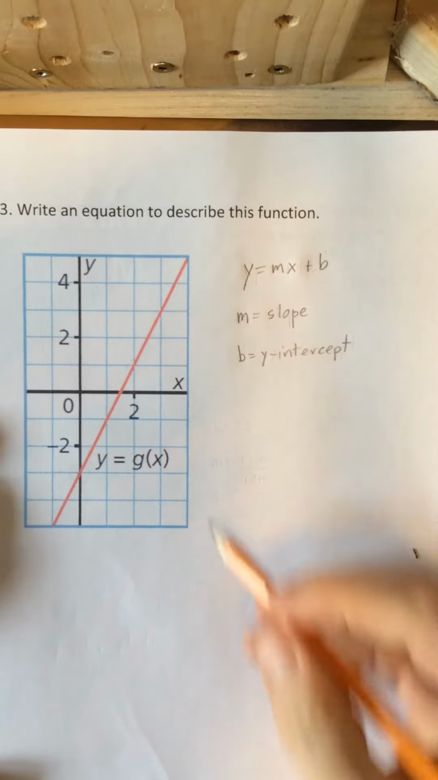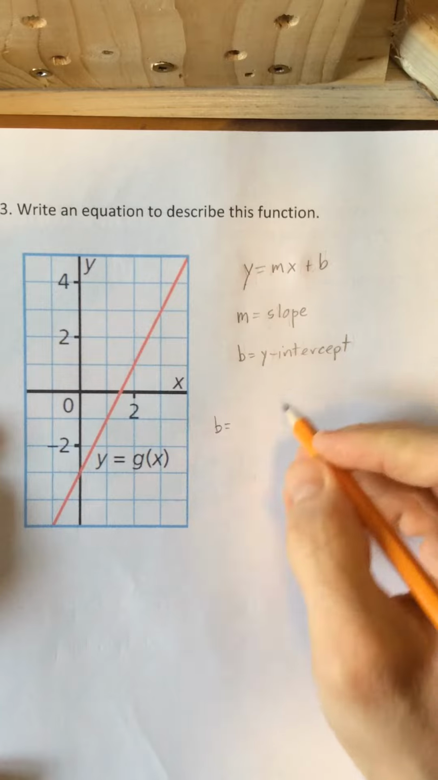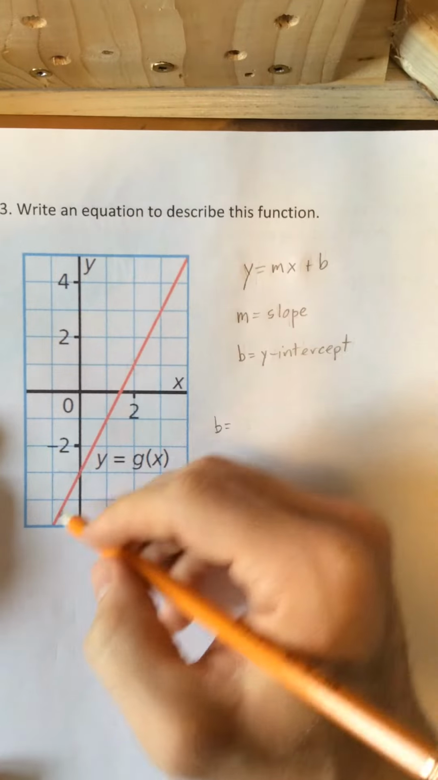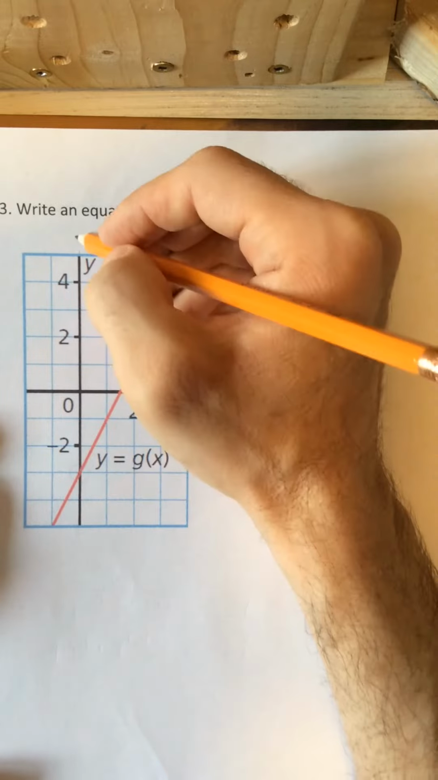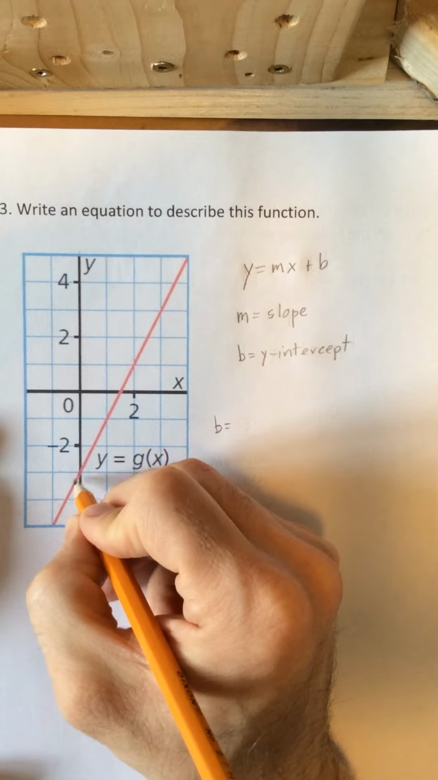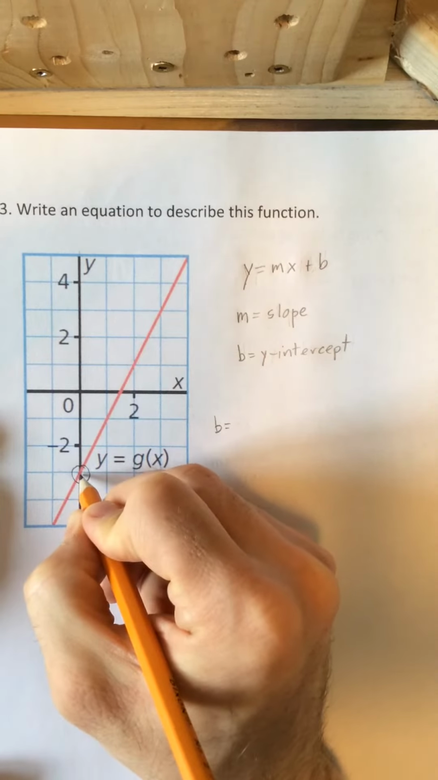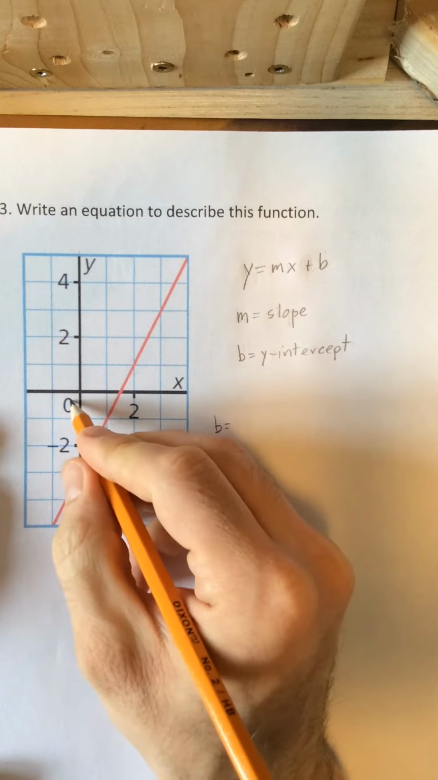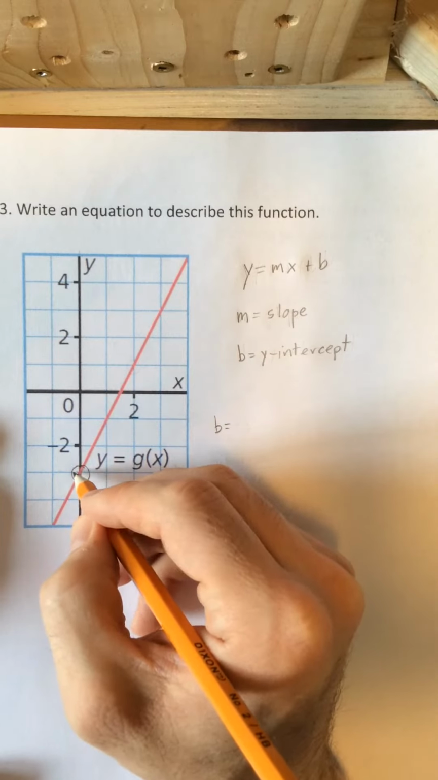So from the graph, we can look for the b value. The b value is our y-intercept, so it is where the line, this function, crosses the y-axis. So here's our y-axis, and look, here's our function. Where this function crosses this y-axis is right here. And the value is, if you look at this, it's going down by 1 each time. So it's at -3.